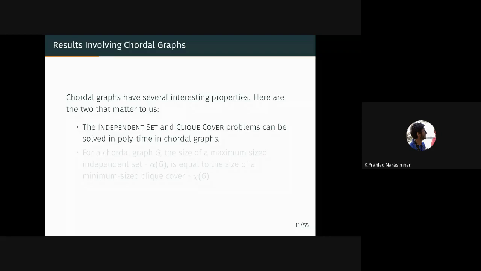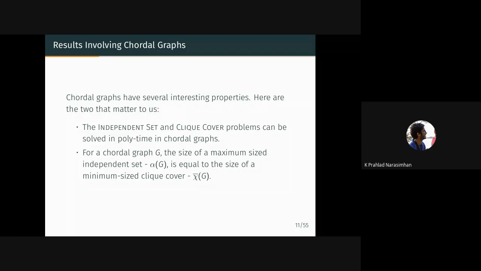First property that we are interested in, and the second property is that for a chordal graph, the cardinality of the maximum size independent set, which is usually denoted by alpha of G, which is called the independence number of the graph G, is equal to the size of the minimum sized clique cover. This is slightly mind bending, but stay with me.